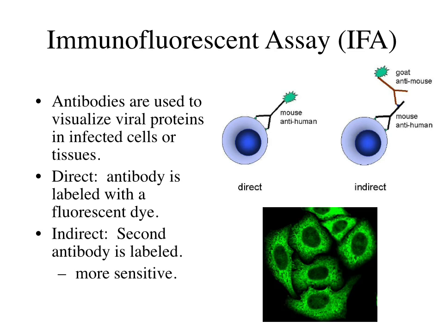So, for instance, you might use a mouse anti-human and then a goat anti-mouse to form what they call a sandwich, as you can see in this figure. The indirect technique is usually more sensitive than the direct technique.